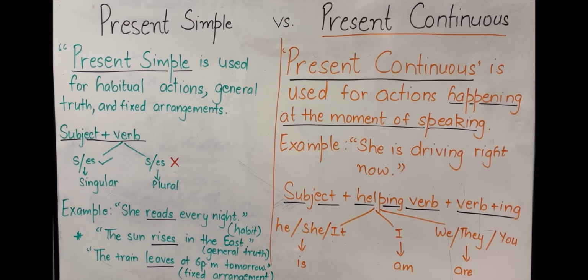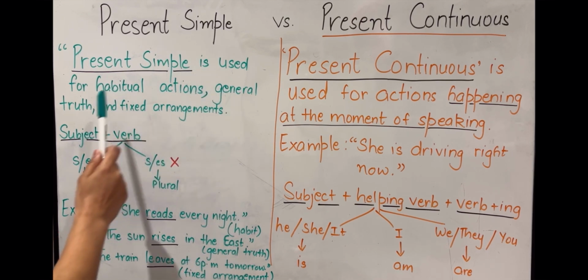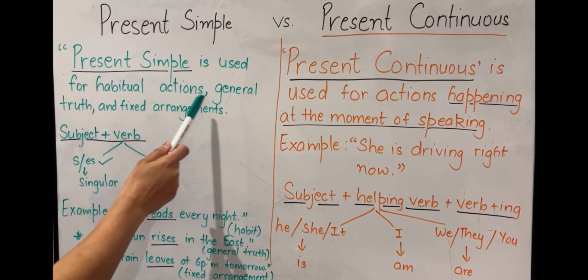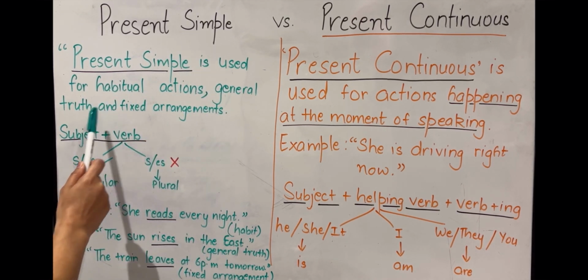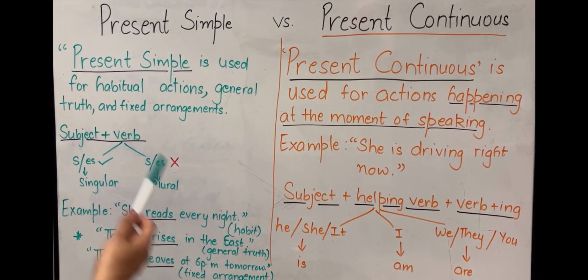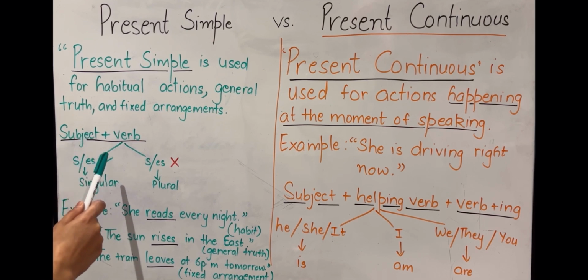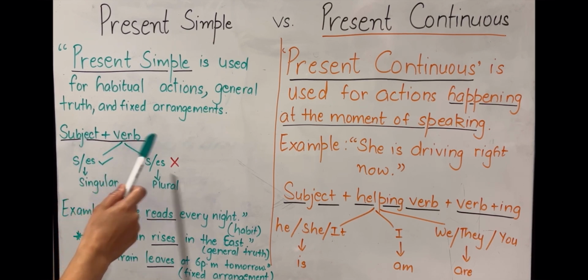So we will be discussing them and comparing both the types so you can really find out where to use them and how to use them. First, we are doing present simple. Present simple is used for habitual actions, general truth, and fixed arrangements. Something that you always do. The rule for simple present is subject, which is your noun or pronoun, your verb, your action word.